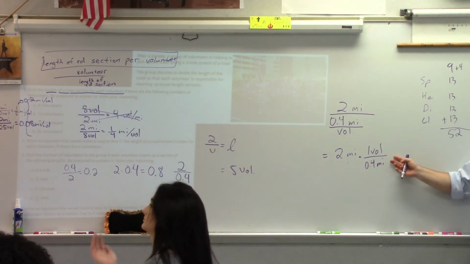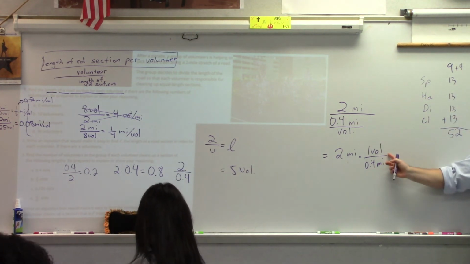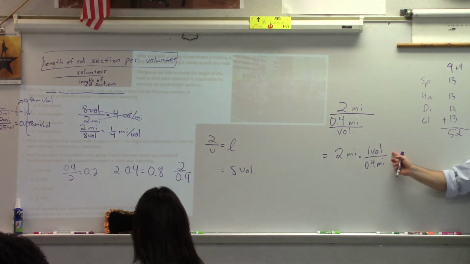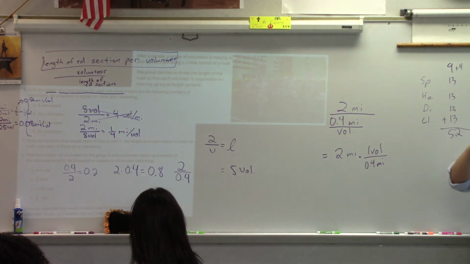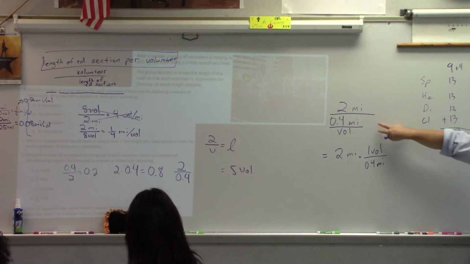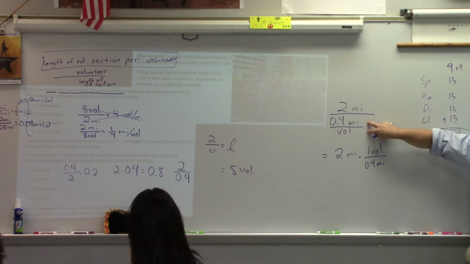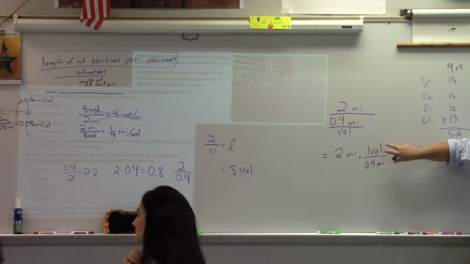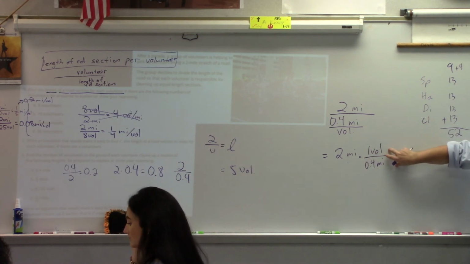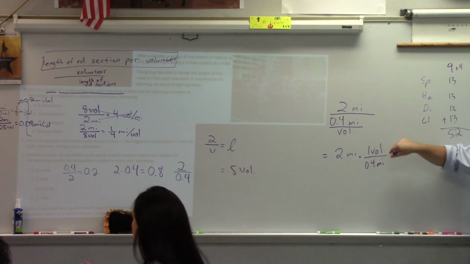What did I just do to this fraction? I flipped that fraction, didn't I? There's an R word: the reciprocal. To divide by a fraction, you're going to multiply by its reciprocal. You don't have to do that in this class very often, but this is important for the units.